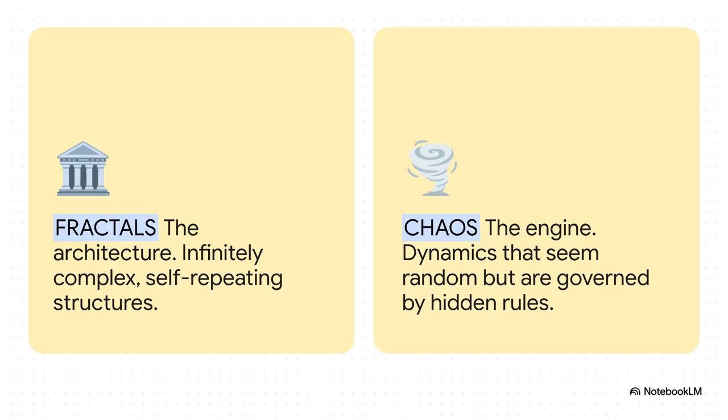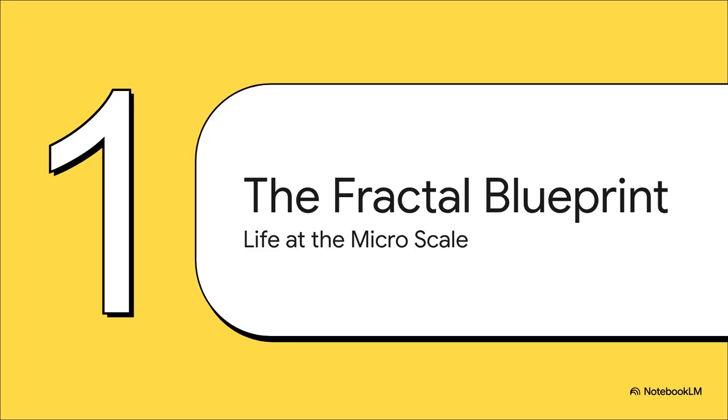First up, you've got fractals. This is the architecture of life. We're talking about these incredibly complex, self-repeating structures, like a fern, where every little leaf is just a mini version of the whole branch. And on the other side, we've got chaos. This is the engine. It's all the stuff that looks totally random and unpredictable, but it's actually following some very specific hidden rules.